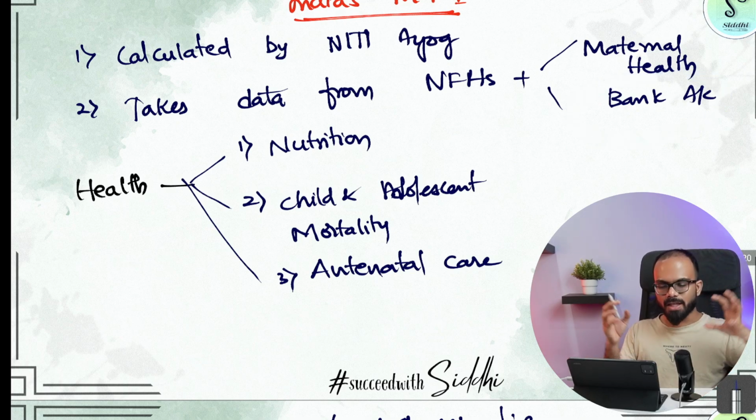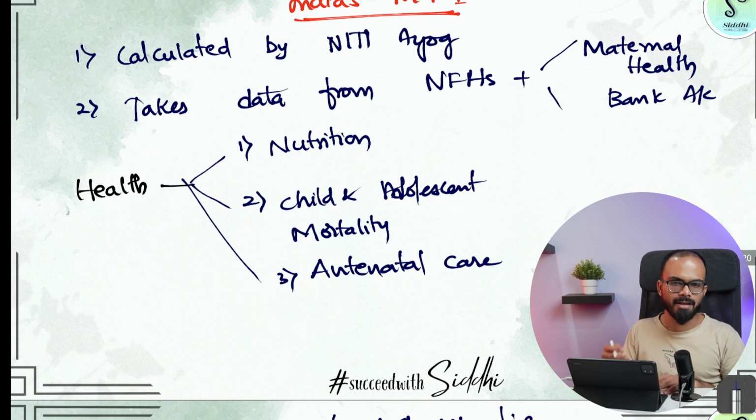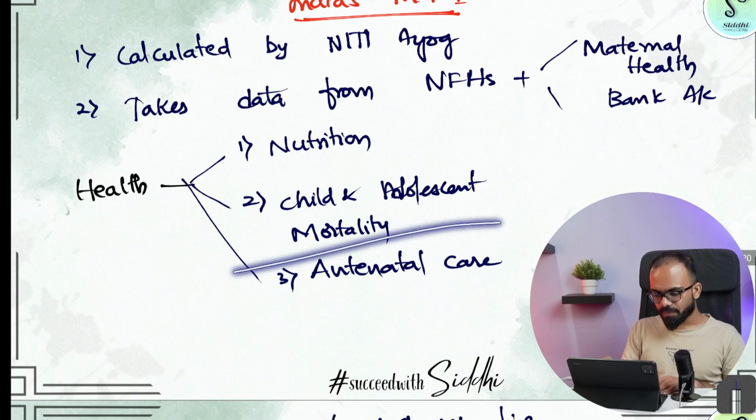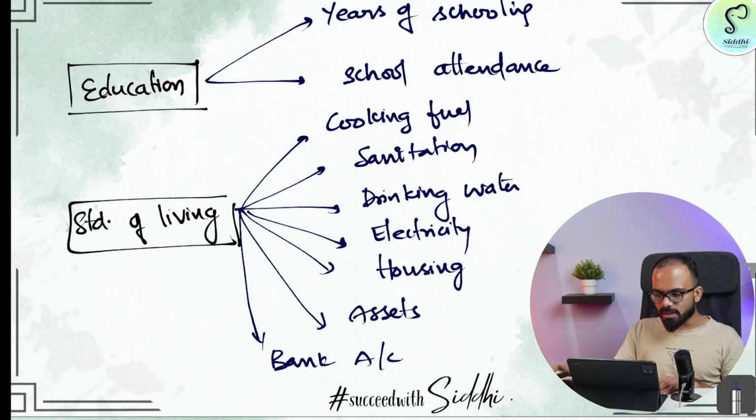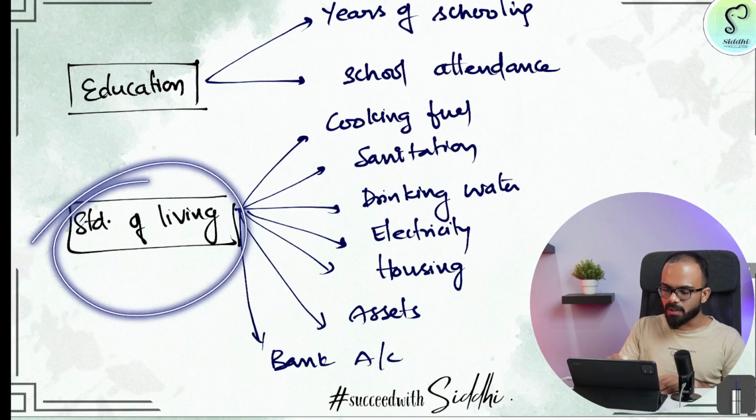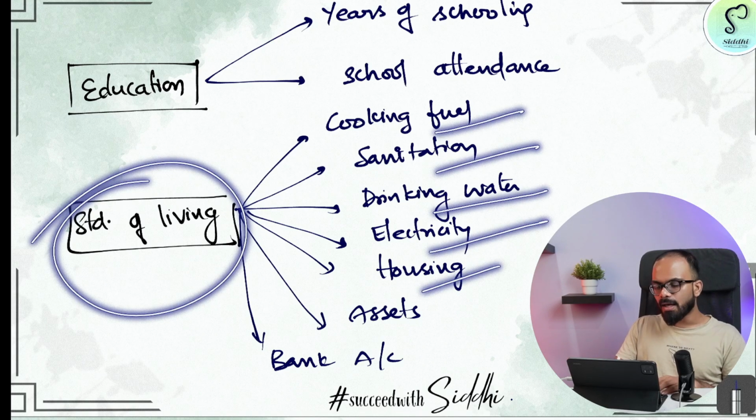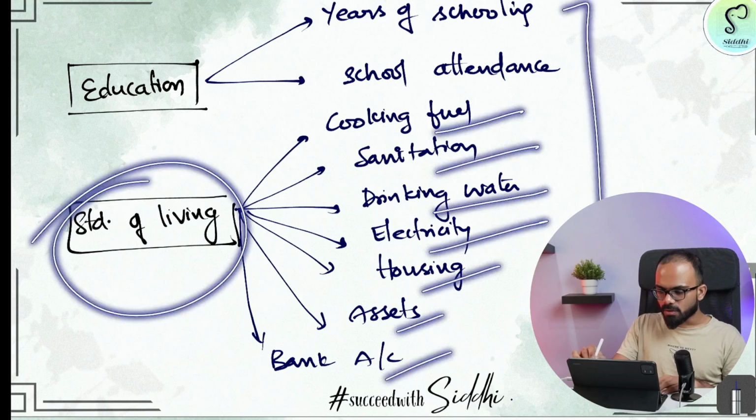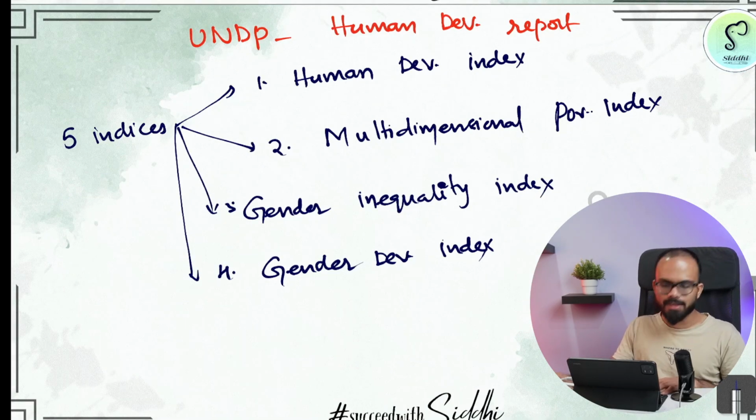It considers various things. In the health part, it considers nutrition, child mortality, adolescent mortality, and antenatal care. Antenatal care refers to the care around birth. So these are considered in health. And in education, you have years of schooling and school attendance which are considered. In standard of living, you have cooking fuel, sanitation, drinking water, electricity, housing, assets, and bank account. So all these are considered, and India's multidimensional poverty line is decided.